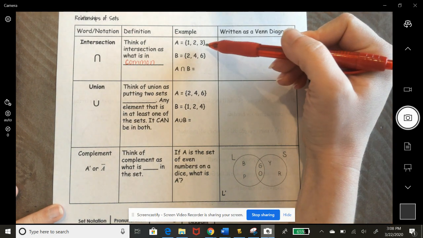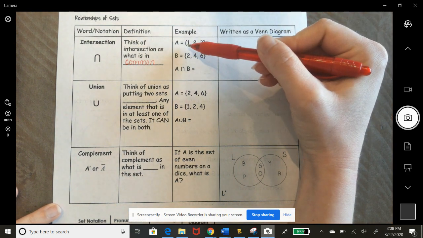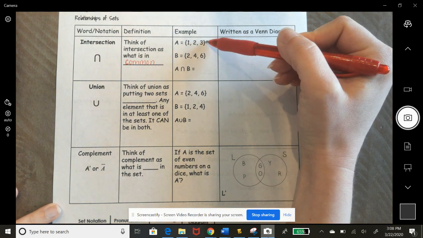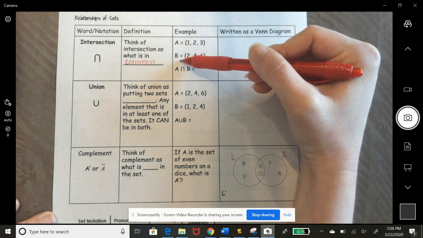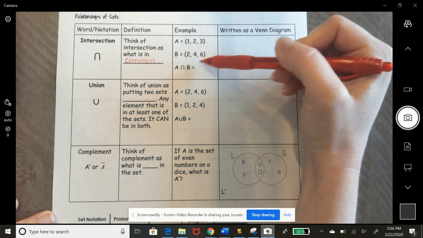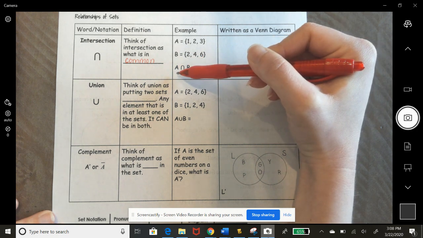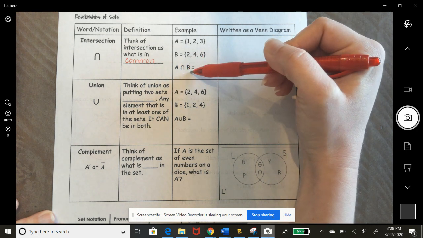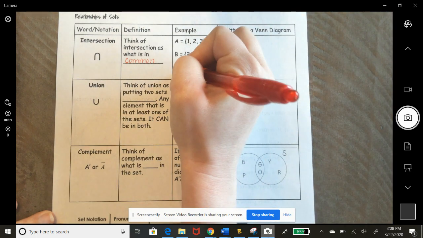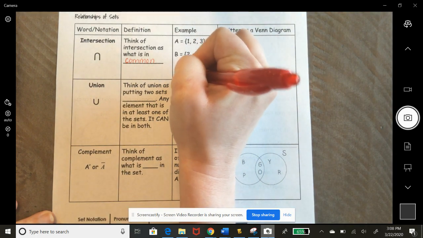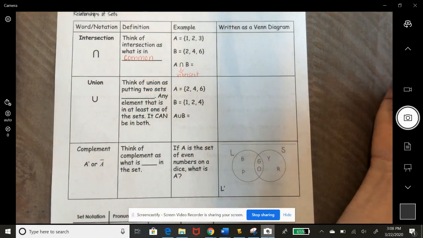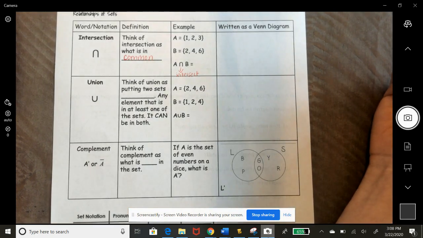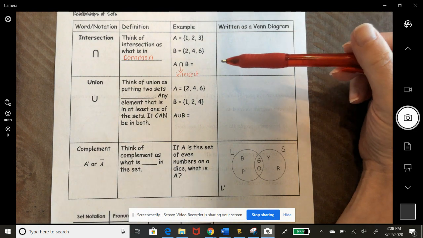So for example, if I have A is the set, that's what these little curly braces mean, of these elements, 1, 2, and 3. B is this set, 2, 4, and 6. Okay, it asks us to find A intersect B. So you need to be able to look at this symbol and recognize that that means intersect. Otherwise you're going to say A, I don't know, B. So you need to be able to recognize that means A intersect B.